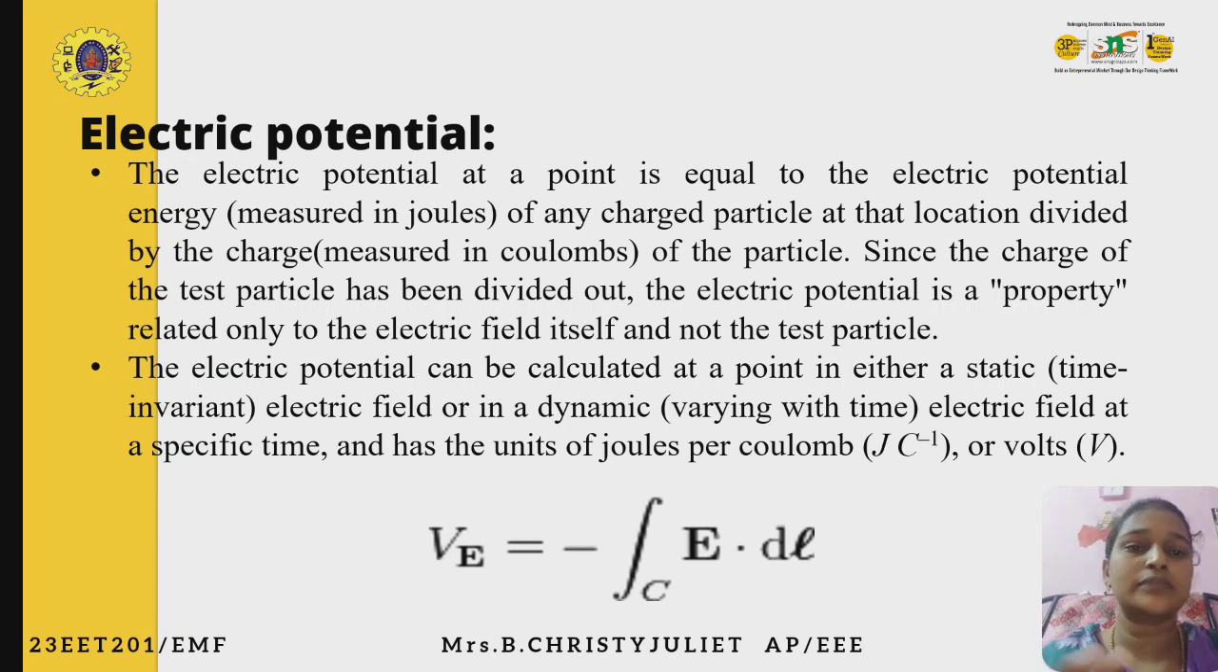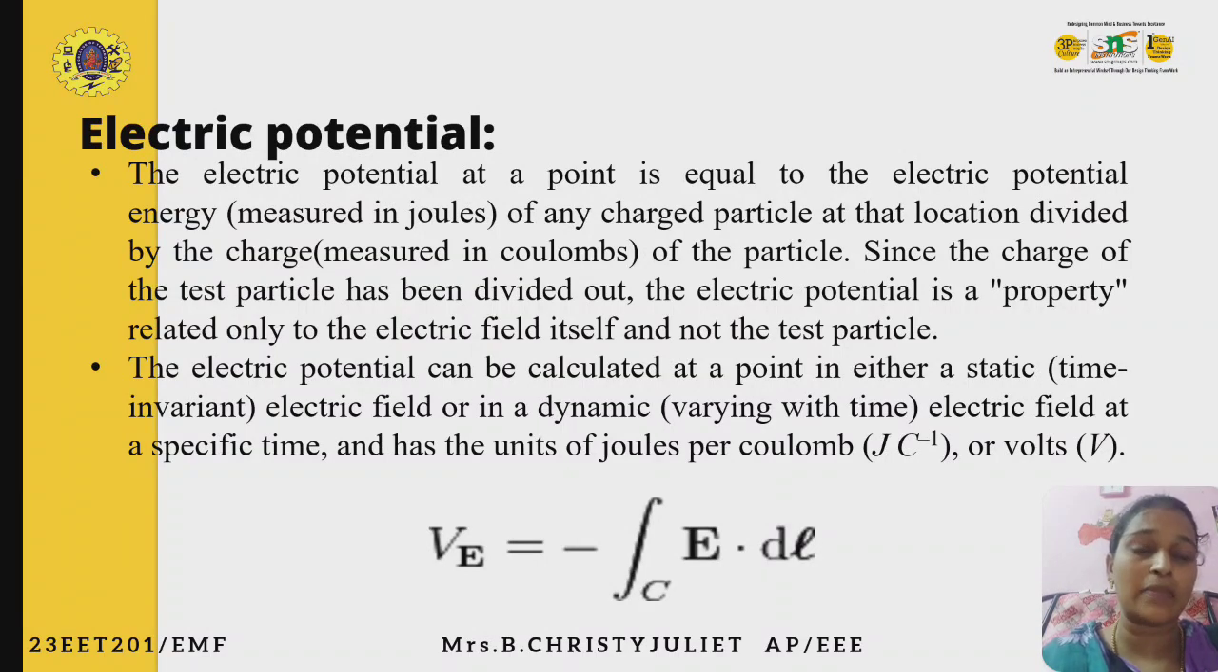Now let's see what is electric potential. The electric potential at a point is equal to the electric field energy of a charged particle at that location divided by the charge of the particle. So electric potential is the amount of external force you apply on a charged particle to move it from one position to another. The energy you impart on that charged particle, or the force you externally apply on that charge, is called electric potential. When you apply that force, you are making it move against the electrostatic field that already surrounds it.